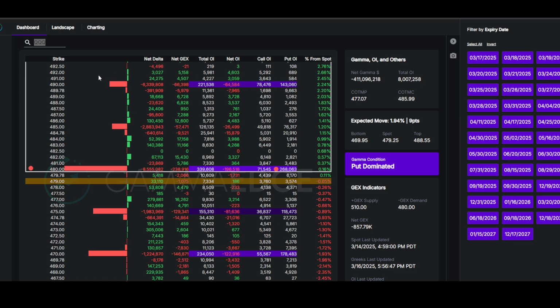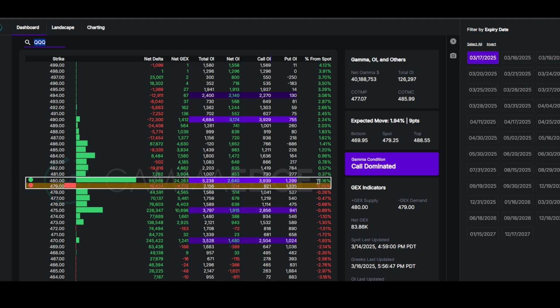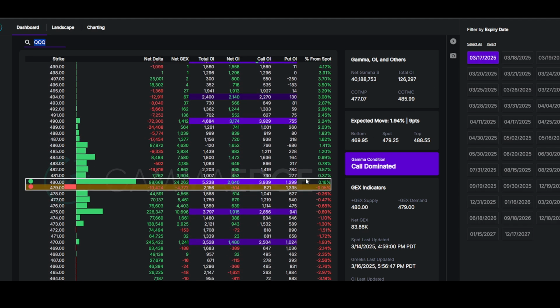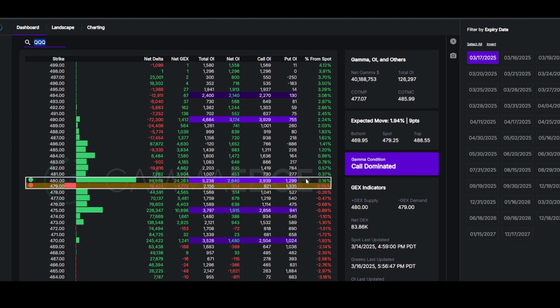You guys should be seeing Gamma Edge now, and I'm going to look for Monday. I'm going to look for Monday's QQQ levels, and then I'm going to run that against the commands on the QQQ over at Gamma Edge, which you guys don't have access to if you don't have Gamma Edge.